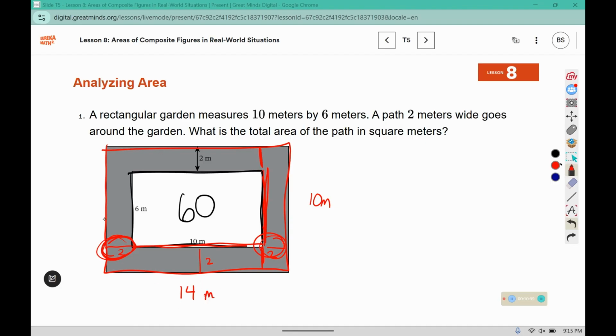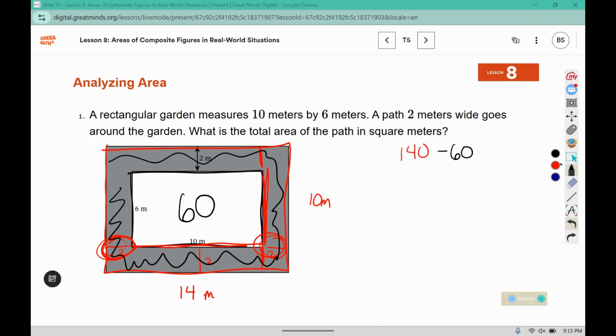So the outer area, the base times the height, 14 times 10 is 140. And then we remove the garden to be left with the path. 140 minus 60 leaves us with an area of 80 meters squared for the path.